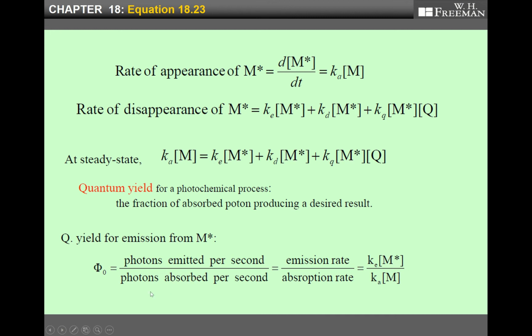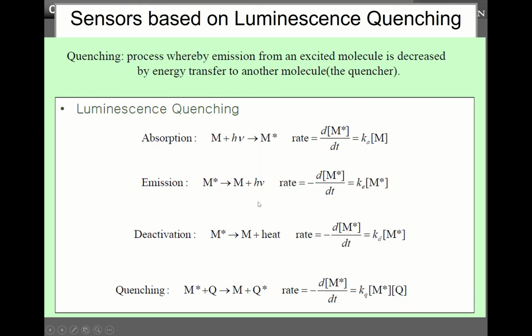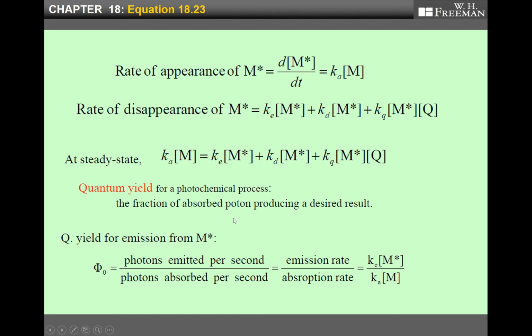Now, quantum yield in this case is expressed as phi 0. Quantum yield for emission from these excited molecules. Since we monitor these different processes, we can monitor the emitted light with the spectrophotometer.